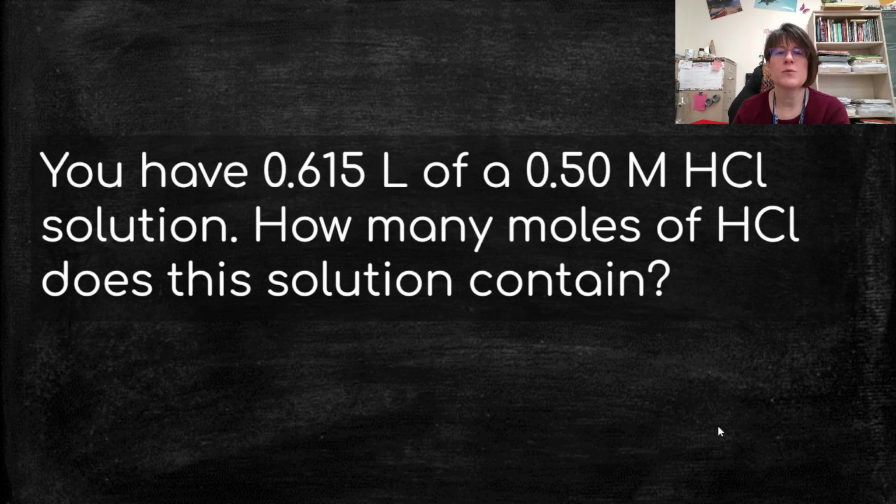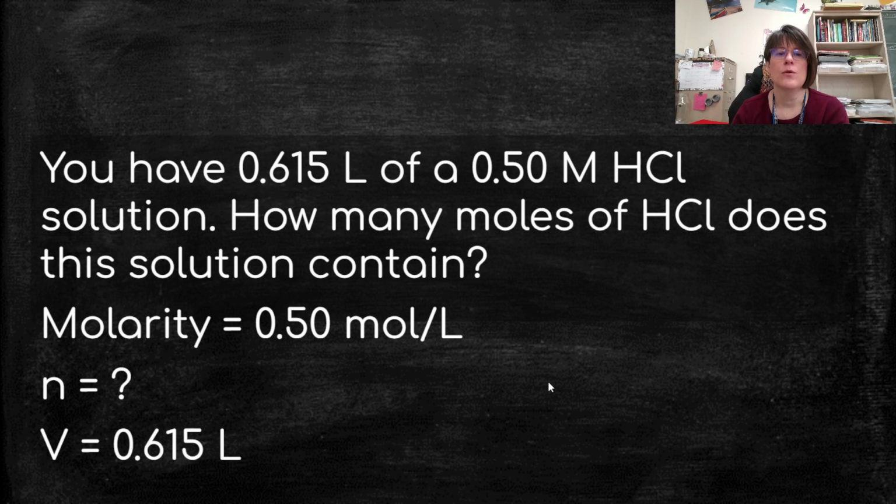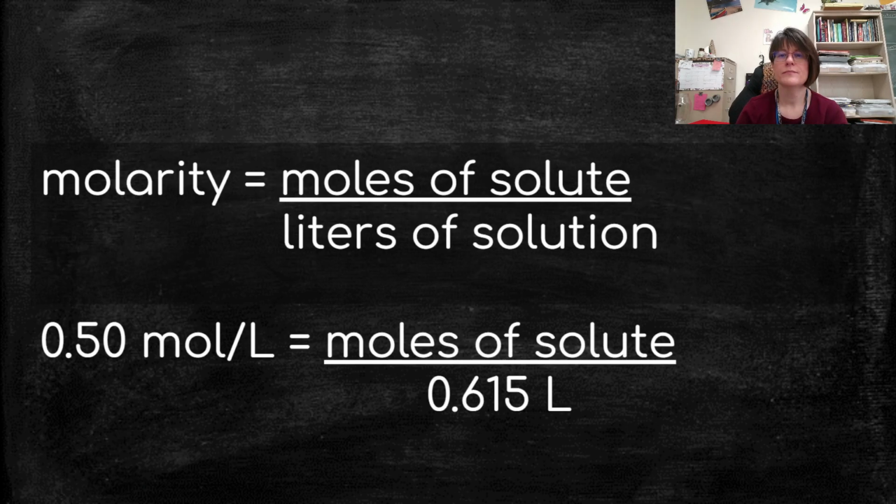You have 0.615 liters of a 0.50 molar hydrochloric acid solution. How many moles of HCl does this solution contain? So you have your molarity, 0.50 moles per liter. You have your volume, 0.615 liters. We're looking for moles. So we plug those values into our equation. Molarity equals moles of solute over liters of solution. We have 0.50 moles per liter equals moles of solute over 0.615 liters.